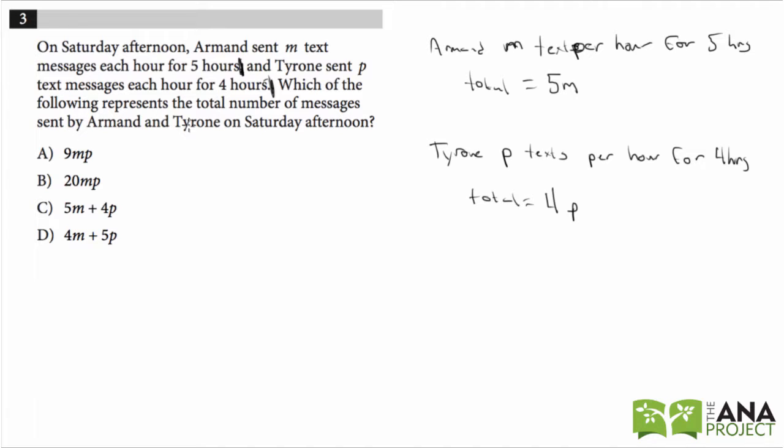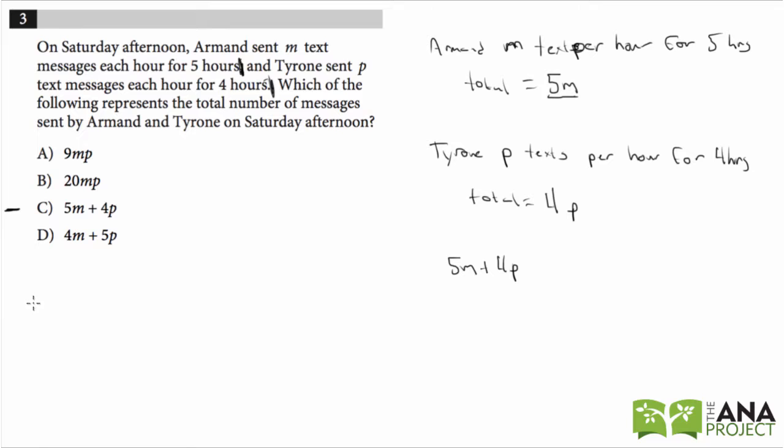Which of the following represents the total number of messages sent by Armin and Tyrone on Saturday afternoon? Well, if Armin sent a total of 5M and Tyrone sent a total of 4P, that would just be 5M plus 4P. So it would be answer choice C.